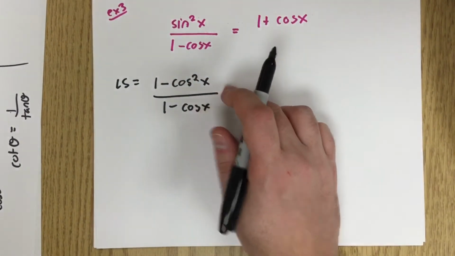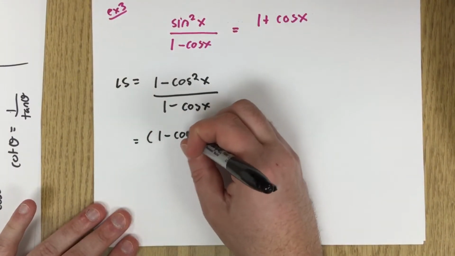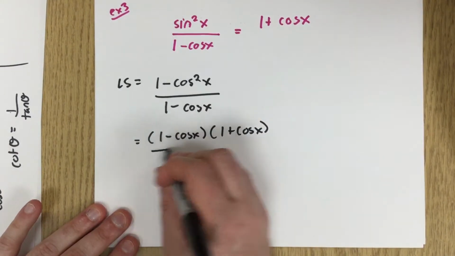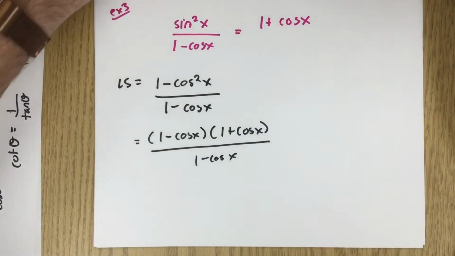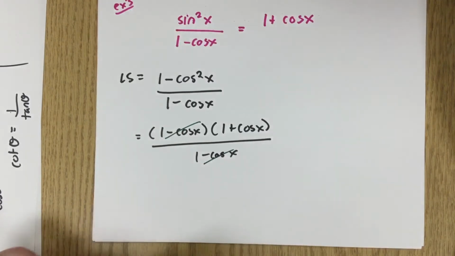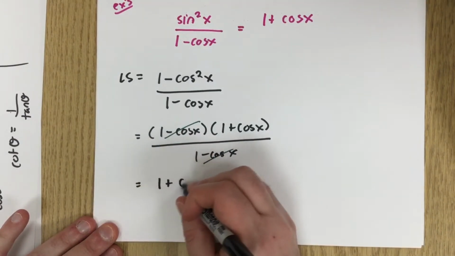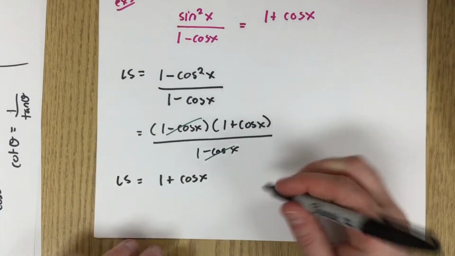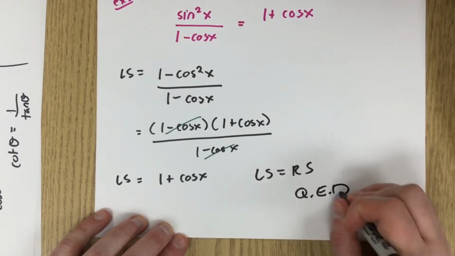And this over here is a difference of squares. So I could write this as 1 minus cos x times 1 plus cos x all over 1 minus cos x. And then these guys are the same, so they could cancel. And that's going to give us 1 plus cos x. And the left side and the right side are the same. So left side equals the right side.